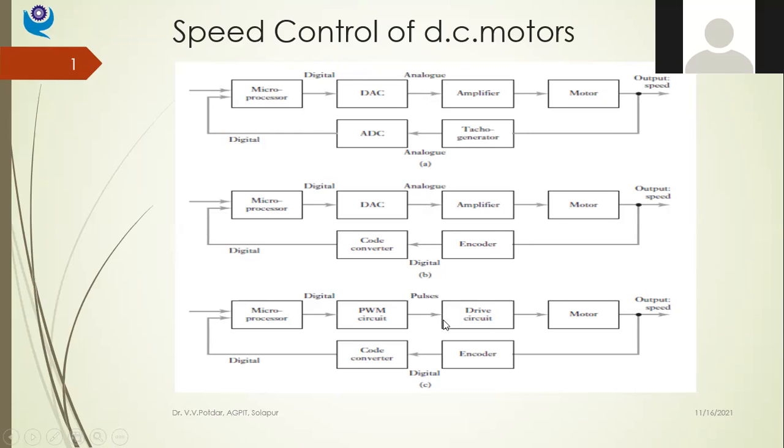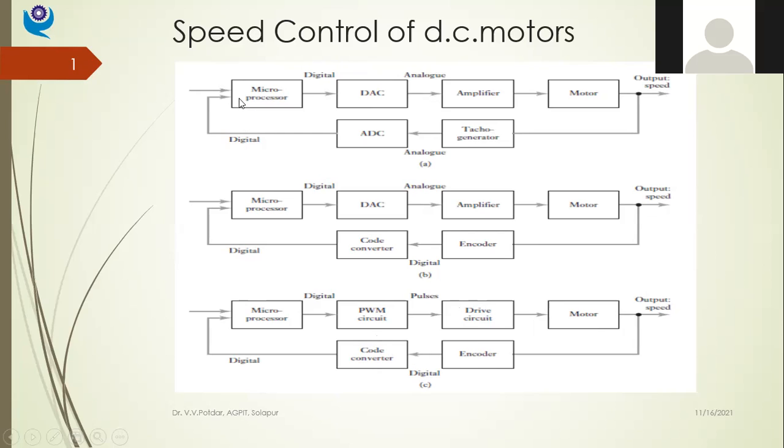Whereas in the third case, the sensed signal, the feedback signal of the speed will be digital in nature, and the actuating signal will be in the form of pulses. So this is the differentiating factor. Otherwise, the functioning is same.